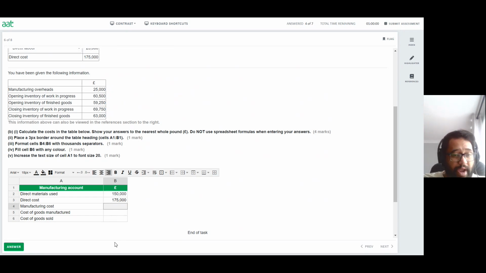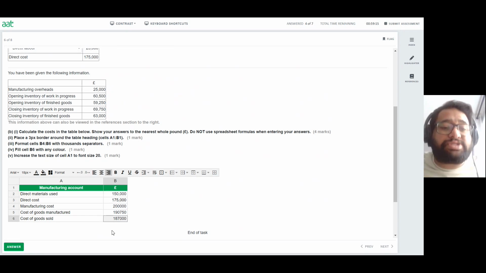We add this manufacturing overhead, and that gives me £200,000 as my manufacturing cost. From the manufacturing cost, £200,000, we add the opening inventory of work in progress, 60,500, minus 69,750, which is the closing inventory of work in progress. That gives me £190,750. And then for the last one, we take 190,750 plus the opening inventory of finished goods, which is 59,250, minus the closing inventory of finished goods, 63,000. It gives me £187,000. Okay, so we've done all of those amounts now, but now we have to do some editing.